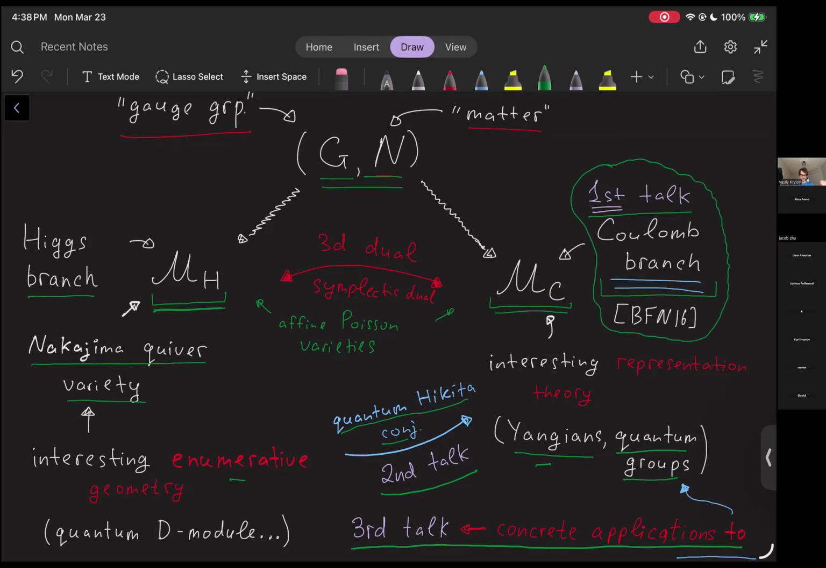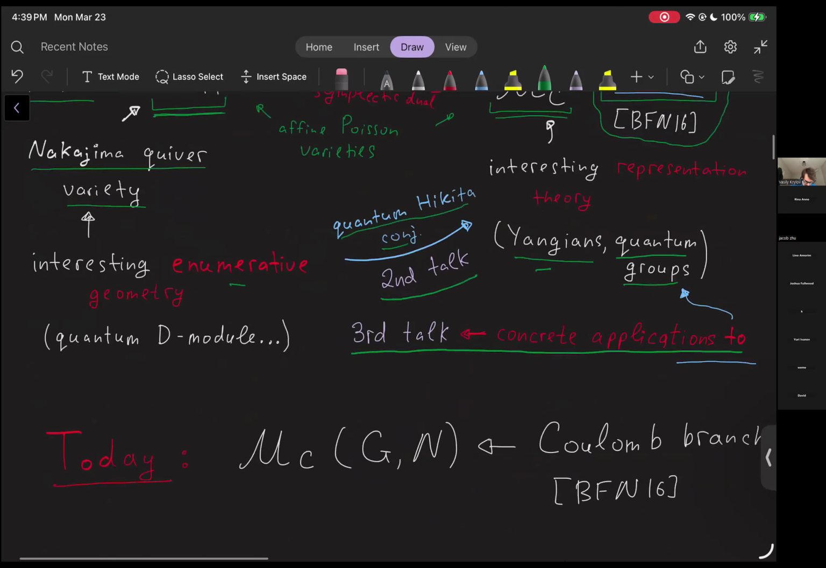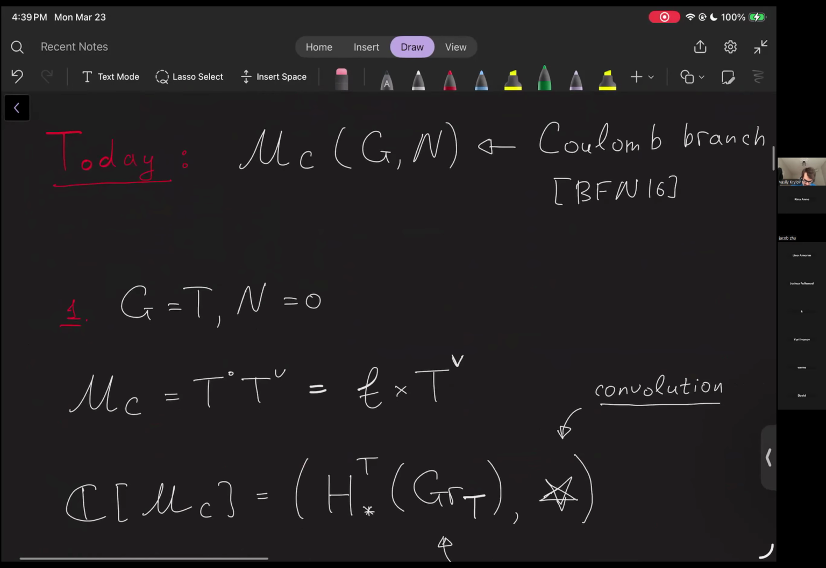I believe that the Nakajima varieties are something more or less familiar, so I will speak about the right-hand side, about Coulomb branches. And hopefully even today I will be able to illustrate why they are useful, even to understand some purely algebraic questions. Okay, if no questions, then let me explain who these Coulomb branches are.